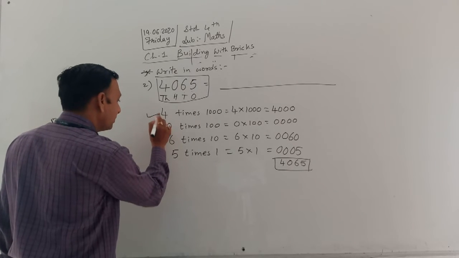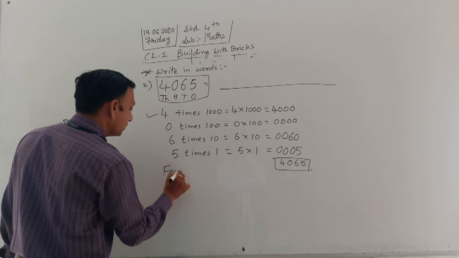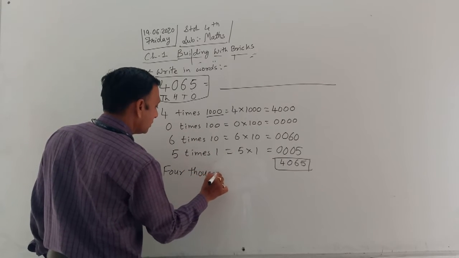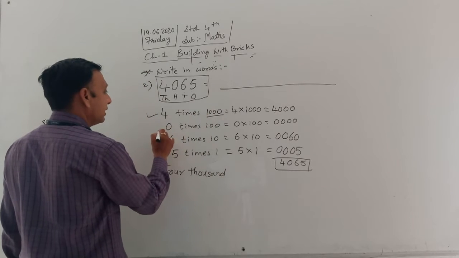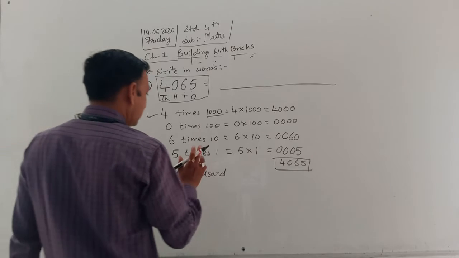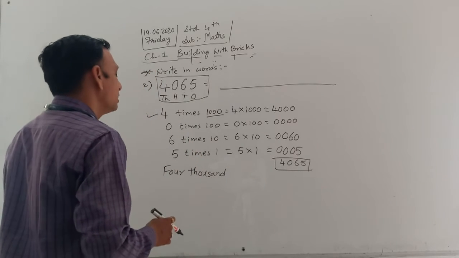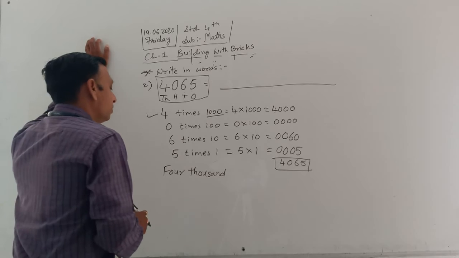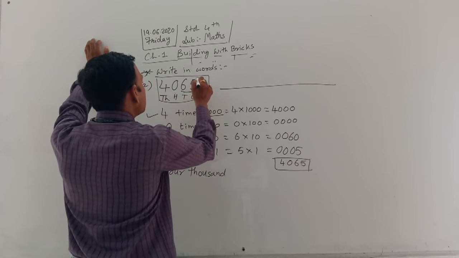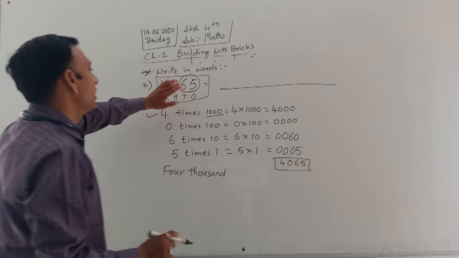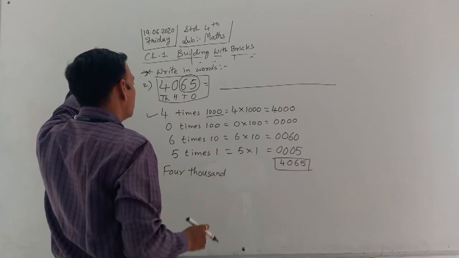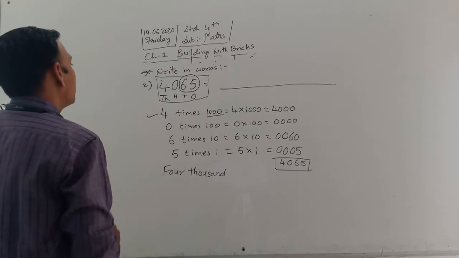So what is the first? 4,000. Then 0, 100, so it is not needed to write 0. If there is 0, then it is not needed to write 0. Understand? So 4,000. Then leave 0. Now the tens and ones place, these both digits will be spoken together. So 4,000, 0 is there, so no need to write or speak about 100.